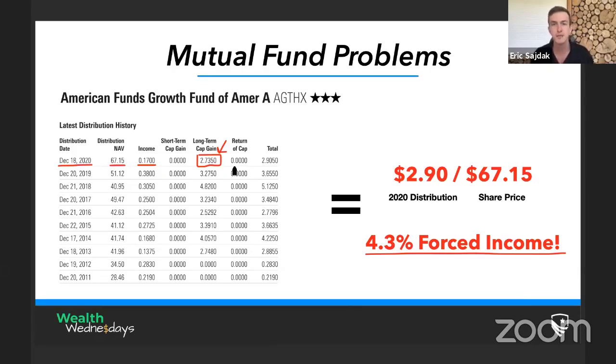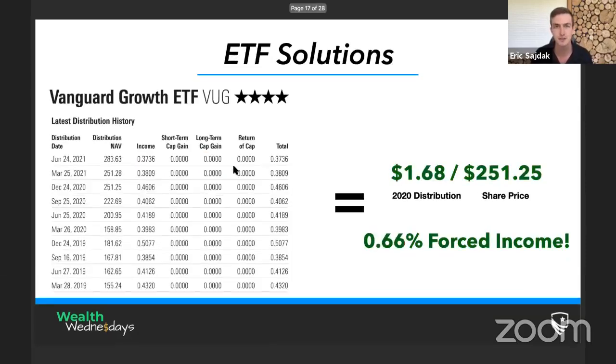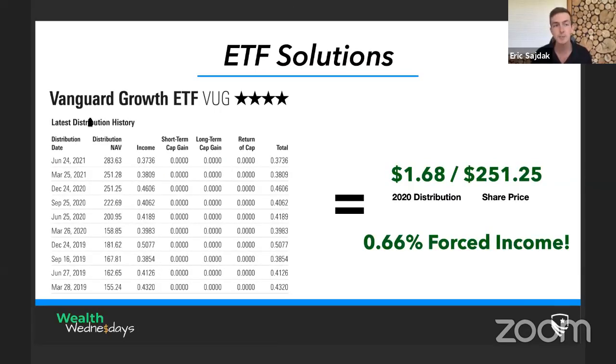Well, can this problem be fixed by investing in a different vehicle? And the answer is yes, by investing in a more tax-efficient ETF. Now we're comparing apples to apples here. We're comparing a Vanguard Growth ETF. What you'll notice is the Vanguard Growth ETF is much more cost-effective. Performance will be very similar. Vanguard Growth ETF should actually probably be better performance because it costs less. But that's not the point here.